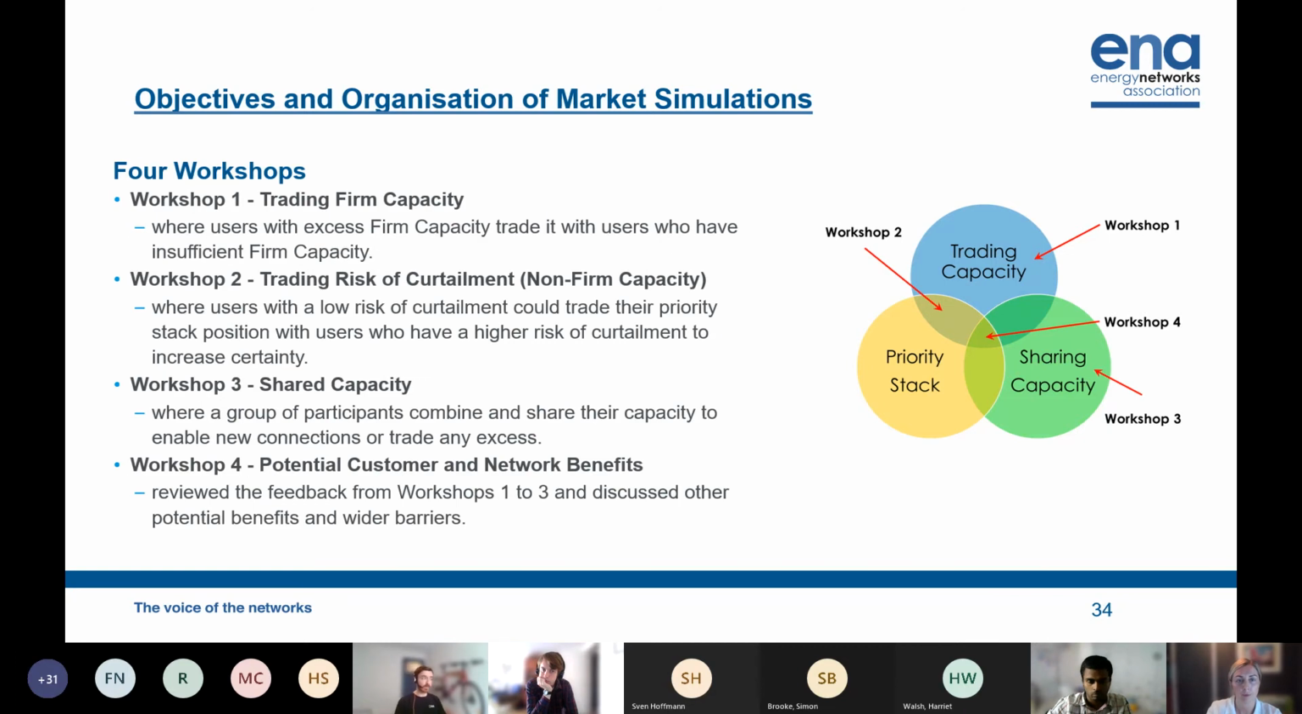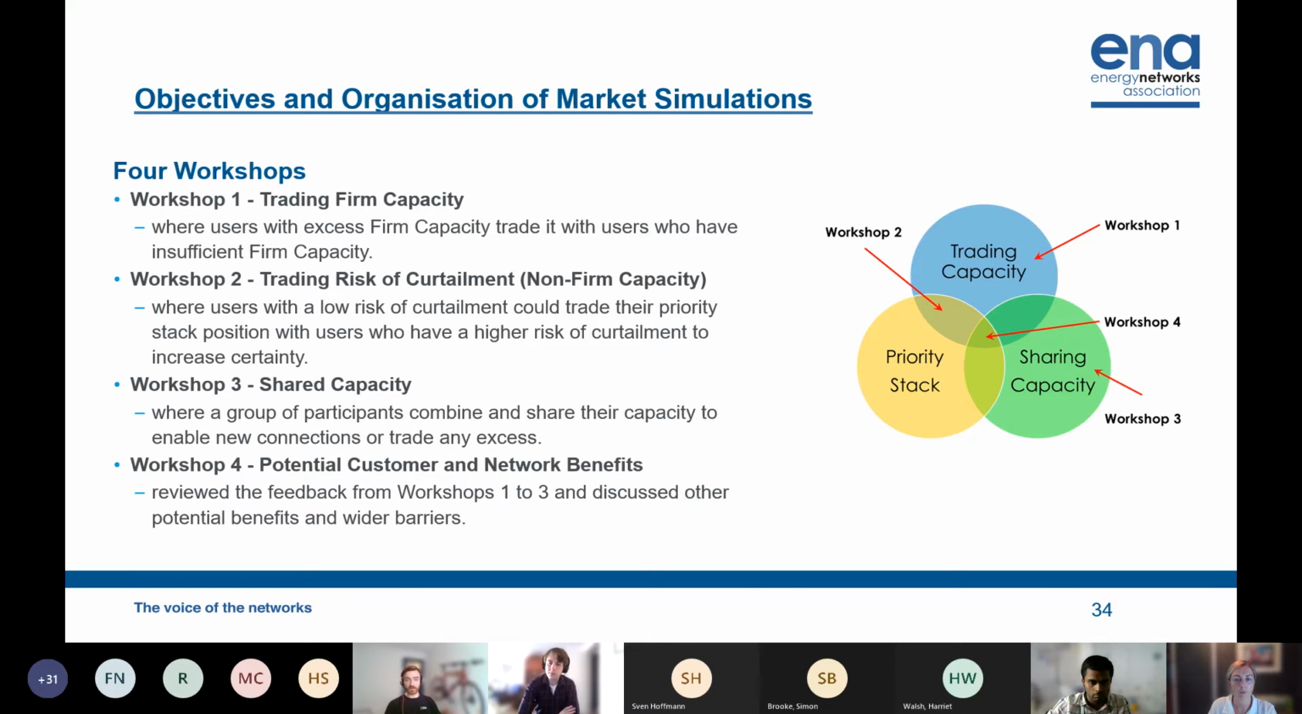So we held 4 workshops. Workshop 1 considered trading firm capacity, where users with excess firm capacity could commercialize it, and users with insufficient firm capacity could pay to increase demand or generation at their site. Workshop 2 considered trading risk of curtailment, so that's non-firm capacity, where users with a low risk of curtailment could commercialize their position in the stack, and users with a high risk of curtailment could improve their position.